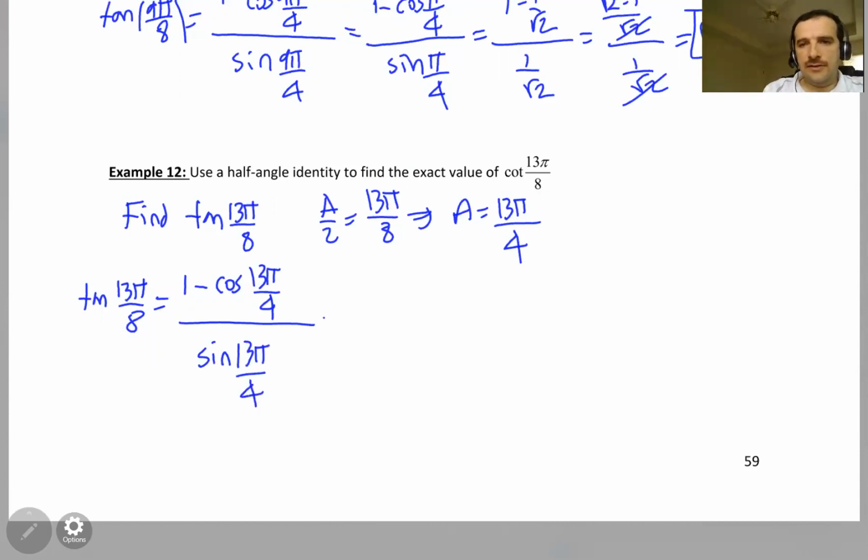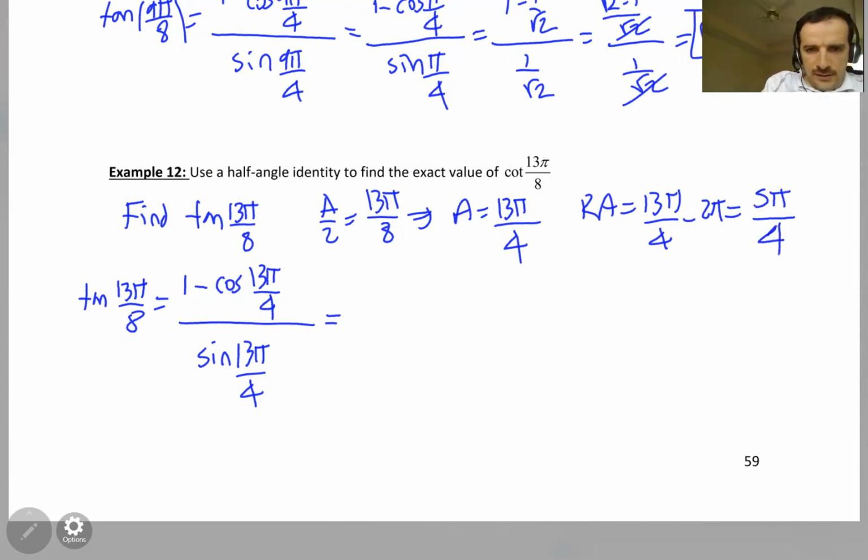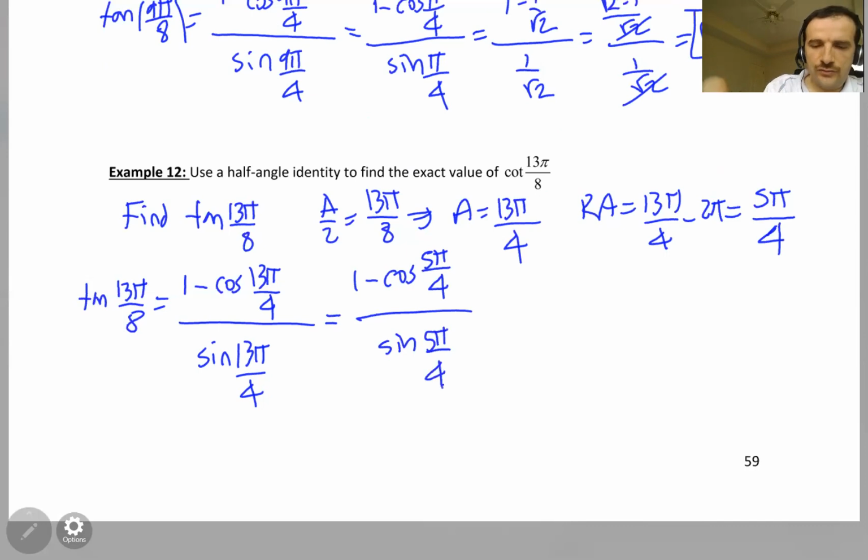Now, okay, what is the reference angle of this angle? 13 pi over 4 minus 2 pi. If I have the common denominator, it will be 8 pi, right? 13 pi minus 8 pi will be 5 pi over 4. Okay. So 1 minus cosine 5 pi over 4 over sine 5 pi over 4. And here, okay, what is cosine of 5 pi over 4? Sine of 5 pi over 4.